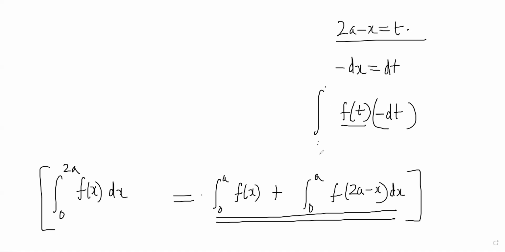What will happen to the limits here? Sir, it will switch upper and lower limit. No, tell me the exact upper and lower limit right now, according to your substitution. You have put this substitution, right? What is your lower limit and upper limit now? Lower limit is 2a, because when x was 0, your t would be 2a. When x is a, your upper limit is a. So you are getting this, right?